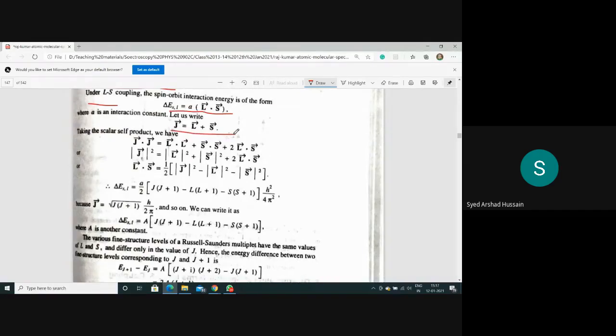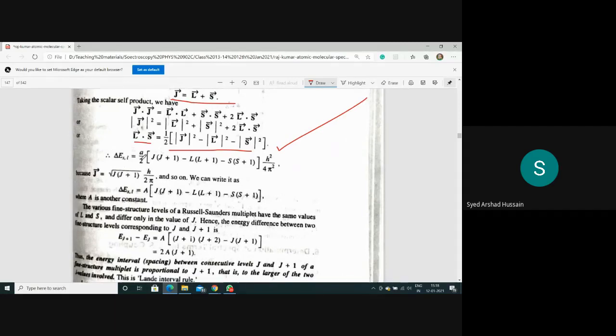Okay, so fine structure splitting is mainly governed by L dot S. Now we can write J is equal to L plus S. From here we get L dot S: J dot J means L square plus 2 L dot S plus S square. From here, L dot S is equal to half of J square minus L square minus S square, in terms of their magnitudes.